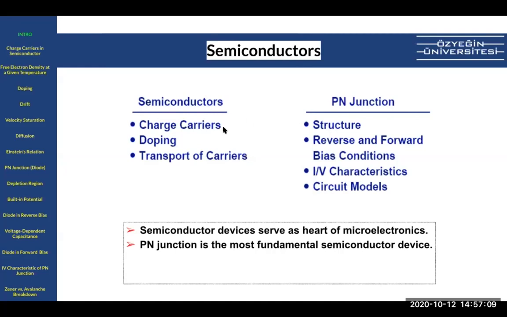semiconductor. We'll also talk about the p-n junction and how a p-n junction works in reverse and forward bias conditions. And we'll also illustrate the IV characteristics of a p-n junction. So semiconductor devices basically serve at the heart of microelectronics, and the p-n junction is probably the most fundamental semiconductor device.